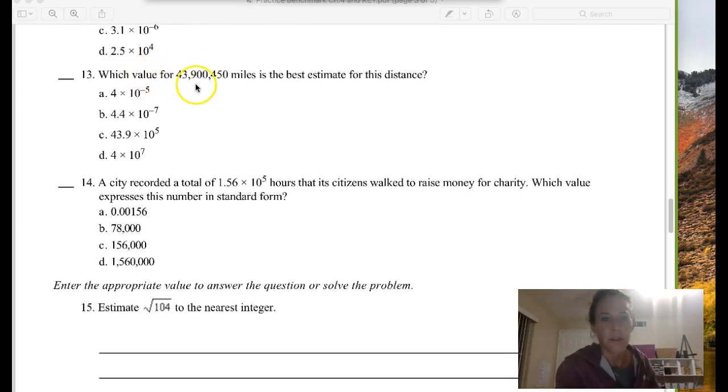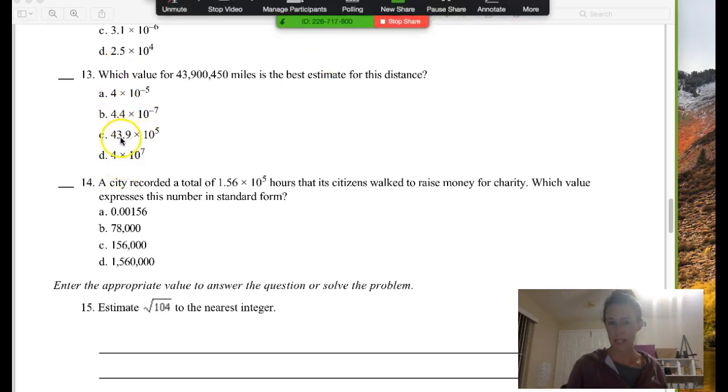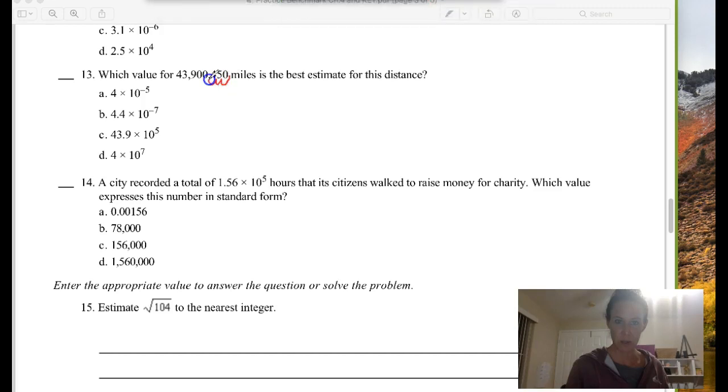All right, which value for 43,900,450 miles is the best estimate for this distance? Which one of these? Okay, well, this one's not even in scientific notation because the decimal needed to be moved over one place. However, let's look what happens. If we move this into scientific notation, the decimal goes 1, 2, 3, 4, 5, 6, 7 times. 4.3 times 10 to the 7th would be an approximate if I dropped off all of this.